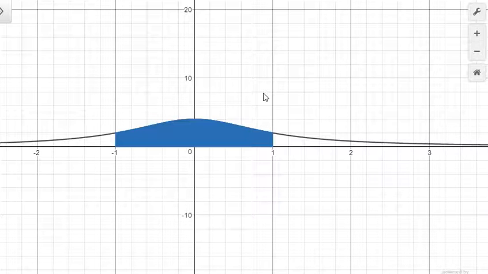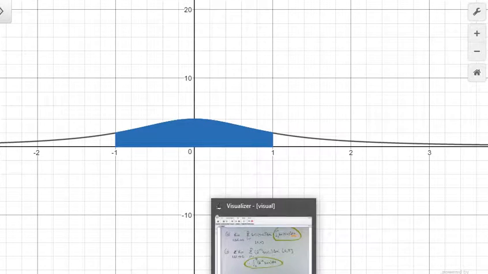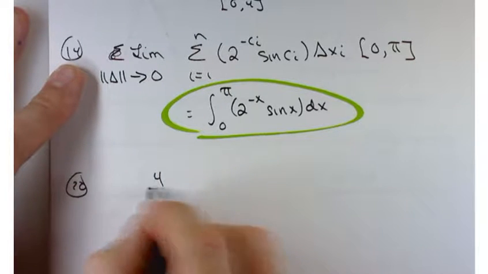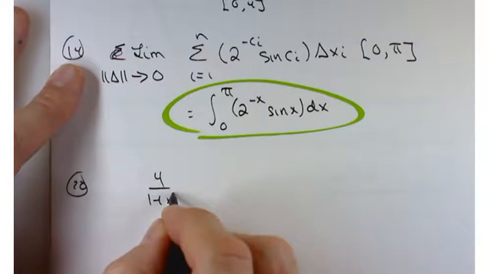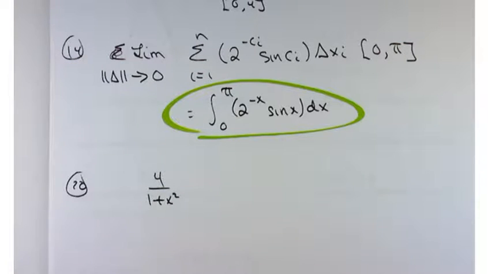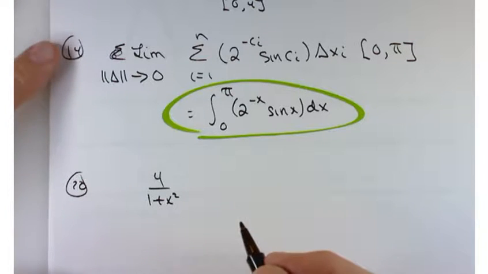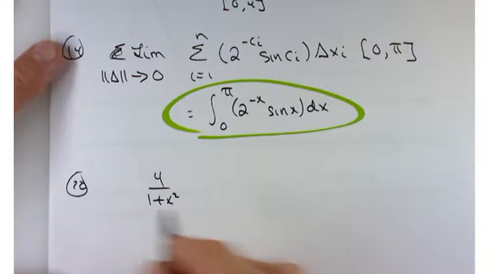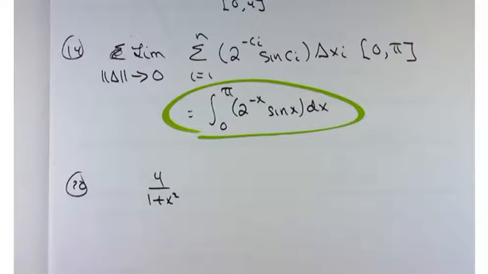So we know the function. The function is 4 over 1 plus x squared. So this is problem number 20. 4 over 1 plus x squared. How would I represent the area underneath that curve between those two limits? Anyone? Let's go back here. Let's take a look at this curve.